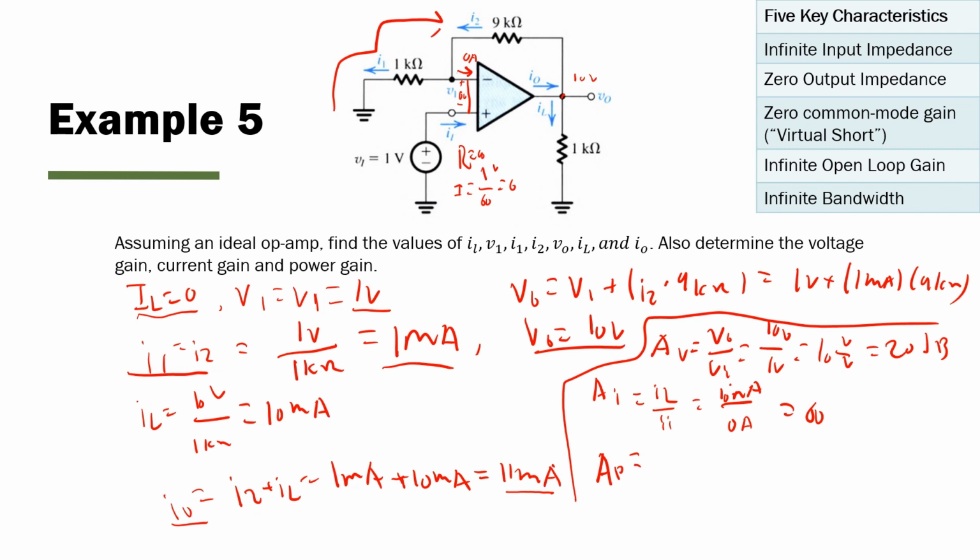That also means because our power gain is our load power divided by input power, which is V out times IL divided by Vn times In. Well, again, this is 0. So we're going to get infinity again. So for non-inverting configurations, if it's an ideal op-amp, you can expect infinite current and power gain. It's pretty interesting.